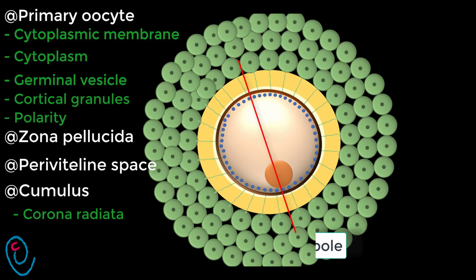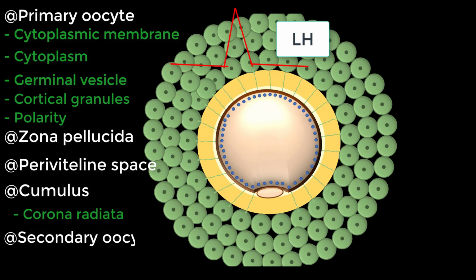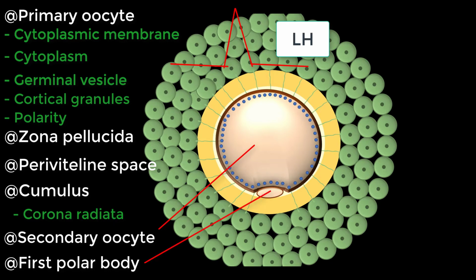About 36 hours before ovulation, LH will increase sharply. This will result in resumption of meiosis. The primary oocyte was arrested in the first meiosis, and that's why its name is M1. Now it will complete the first meiosis to form a secondary oocyte and a first polar body. The secondary oocyte contains almost all the cytoplasm and its organelles, while the first polar body contains nearly no cytoplasm.